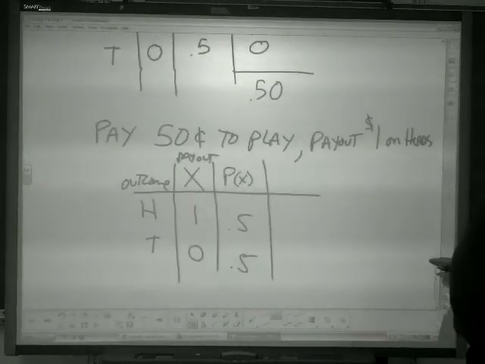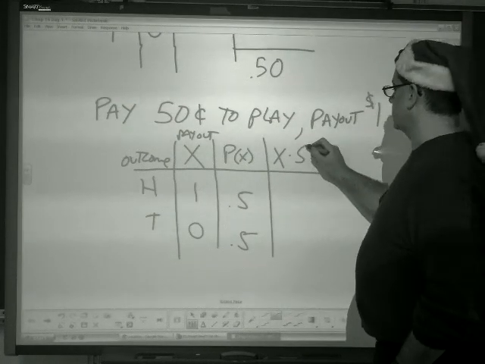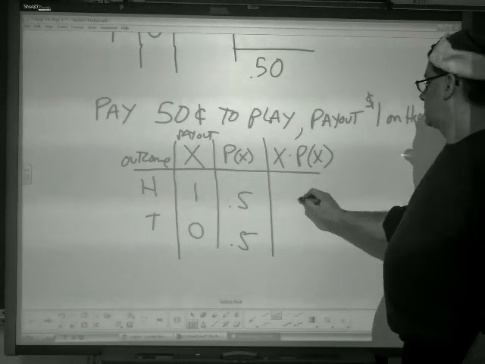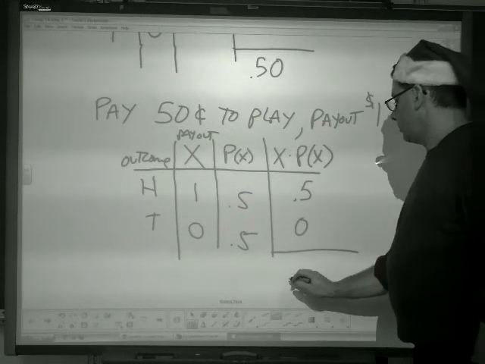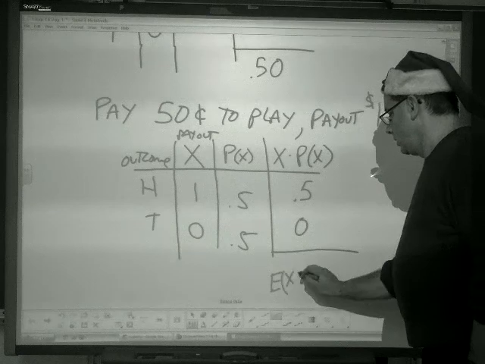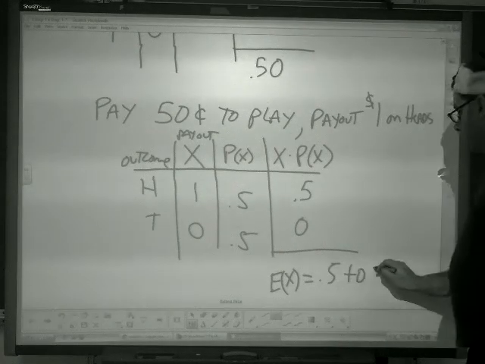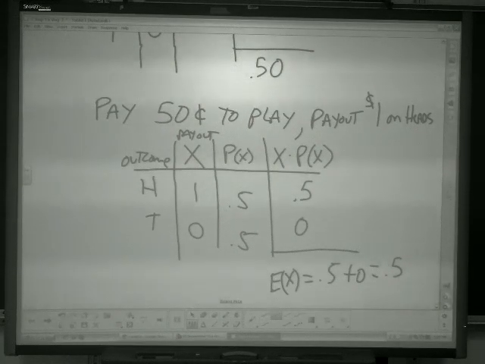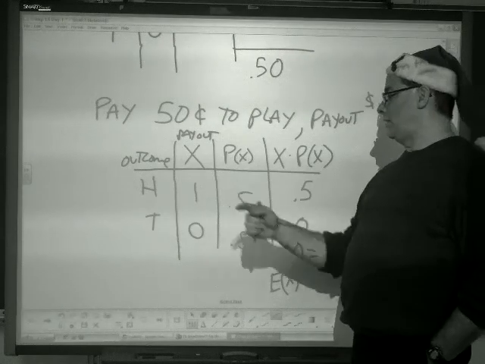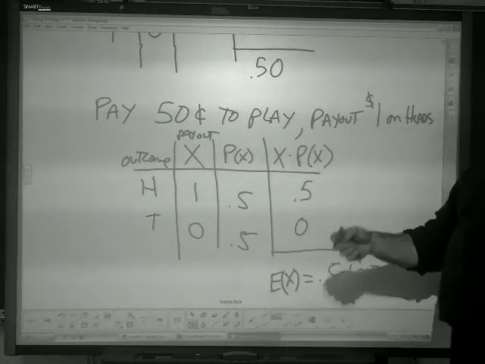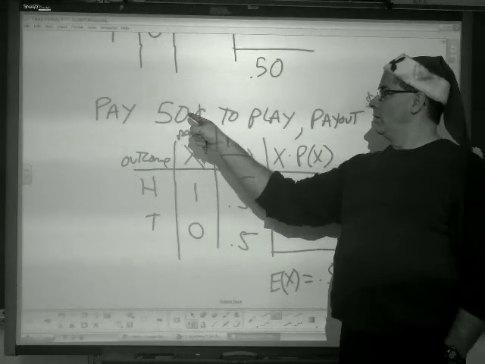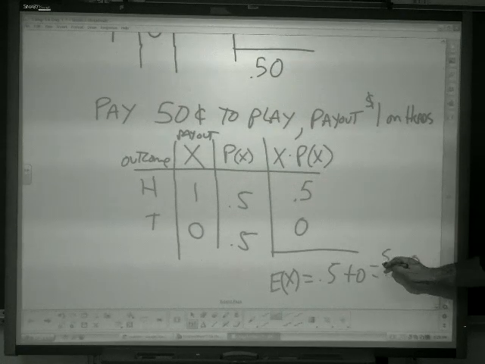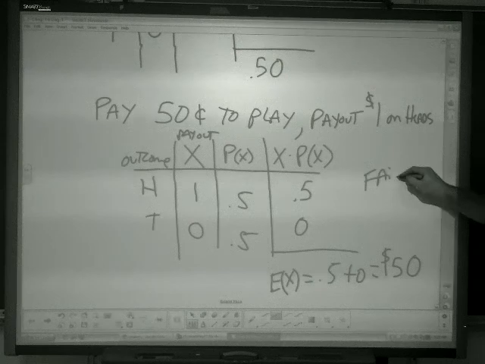Okay, same probabilities as before, but now x times p of x is 0.5 and 0. I add them up because expected value is the sum. So I expect to pay out 50 cents every play, even though I'm paying out $1 on heads, I pay nothing on tails. Is this a fair game? Well, the cost to play, 50 cents. The expected payout, 50 cents. This is a fair game.